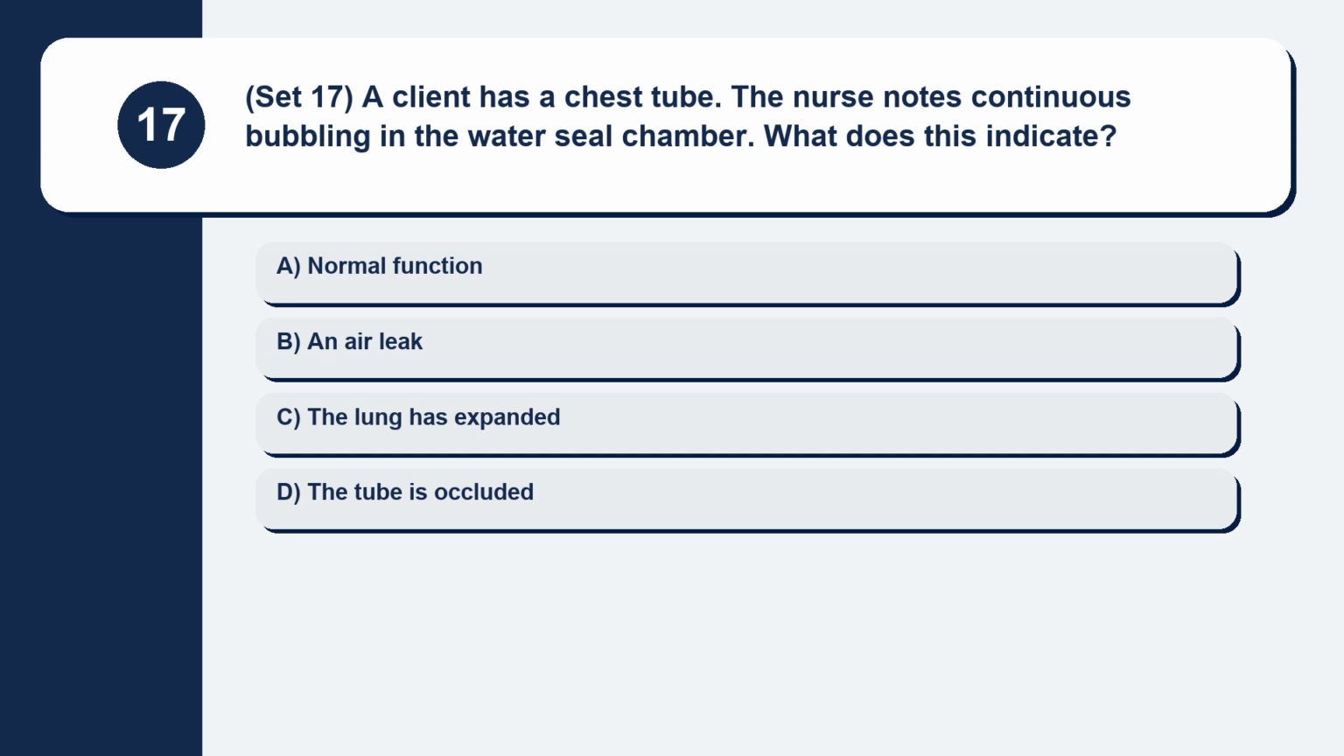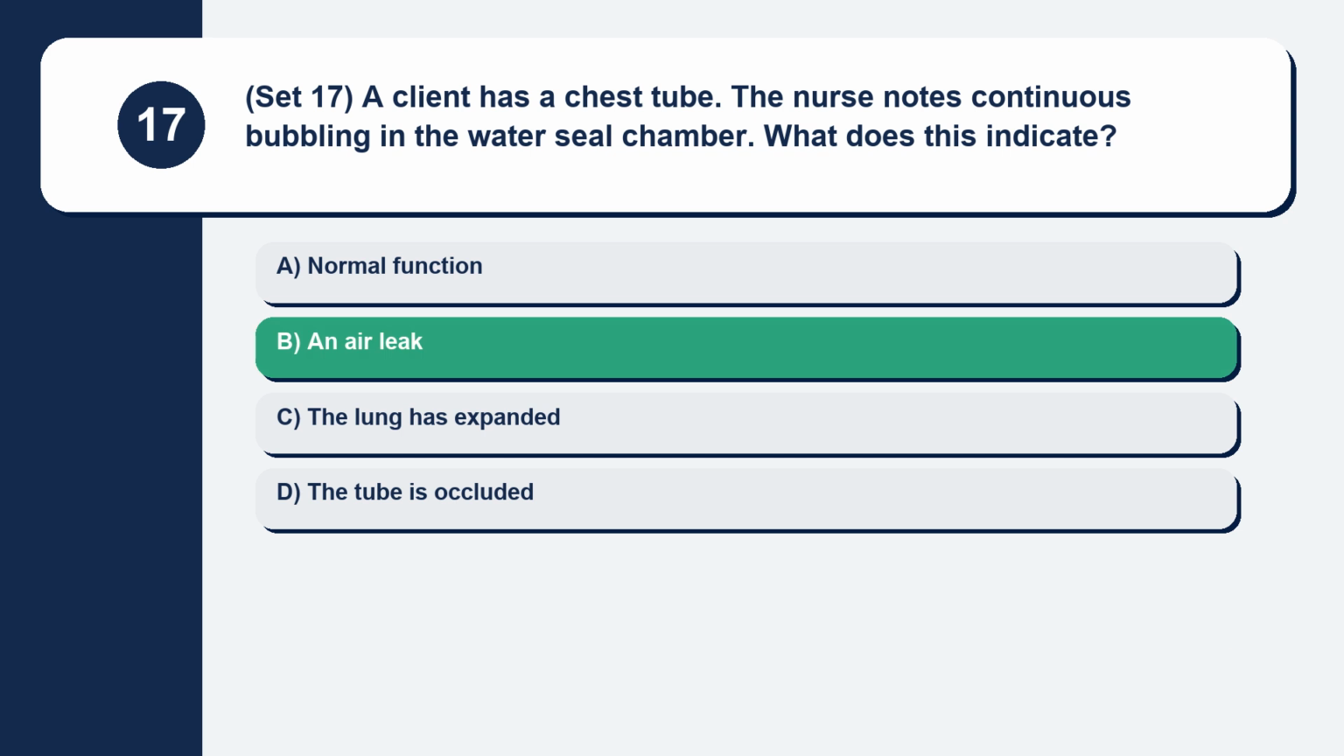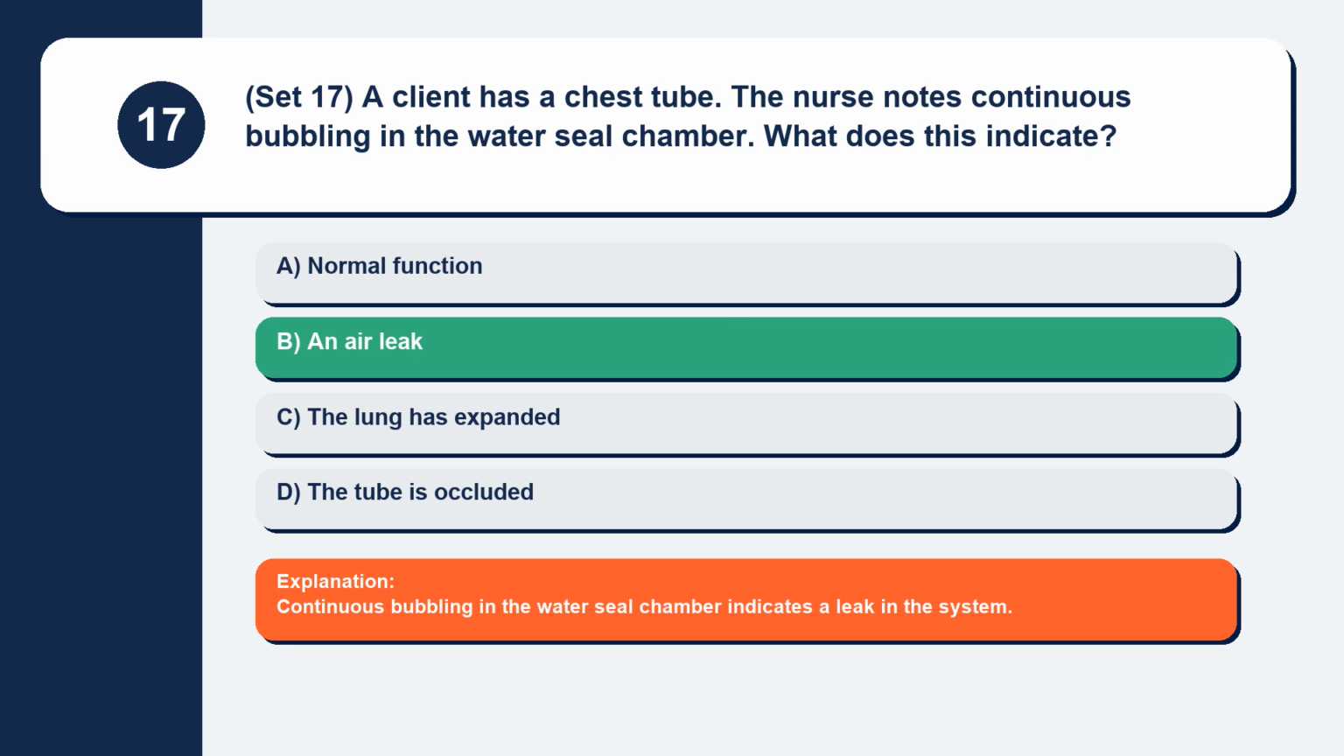Question 17, Set 17. A client has a chest tube. The nurse notes continuous bubbling in the water seal chamber. What does this indicate? Normal function, an air leak, the lung has expanded, the tube is occluded. Continuous bubbling in the water seal chamber indicates a leak in the system.